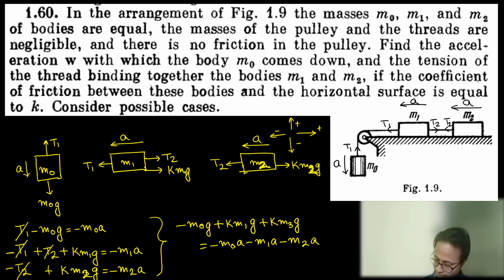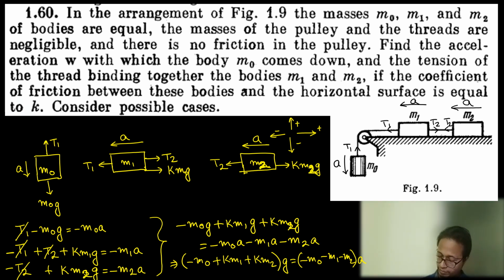Okay, so let me rectify all the mistakes out here. What do I need to find out? I need to find out the acceleration. So take the acceleration common: minus m naught plus k m1 plus k m2, into g, is equal to minus m naught minus m1 minus m2, into a. If I solve this one out here, what do I get?